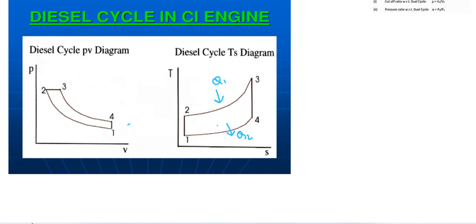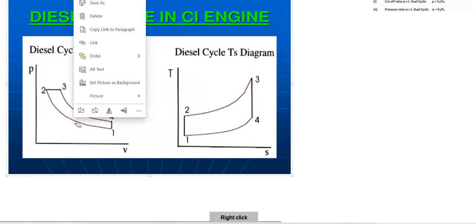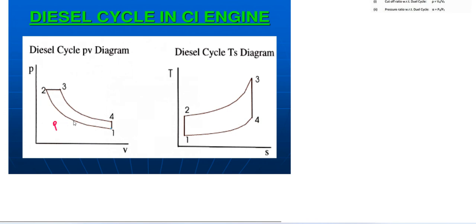As we discussed in the Otto cycle, from 1 to 2 it is PV power gamma. Same here also: 1 to 2 and 2 to 3, PV power gamma equals constant. And here pressure equals constant and volume equals constant. See, here there will be a change in the 2 to 3 process. Here temperature will be increased, so we won't discuss.